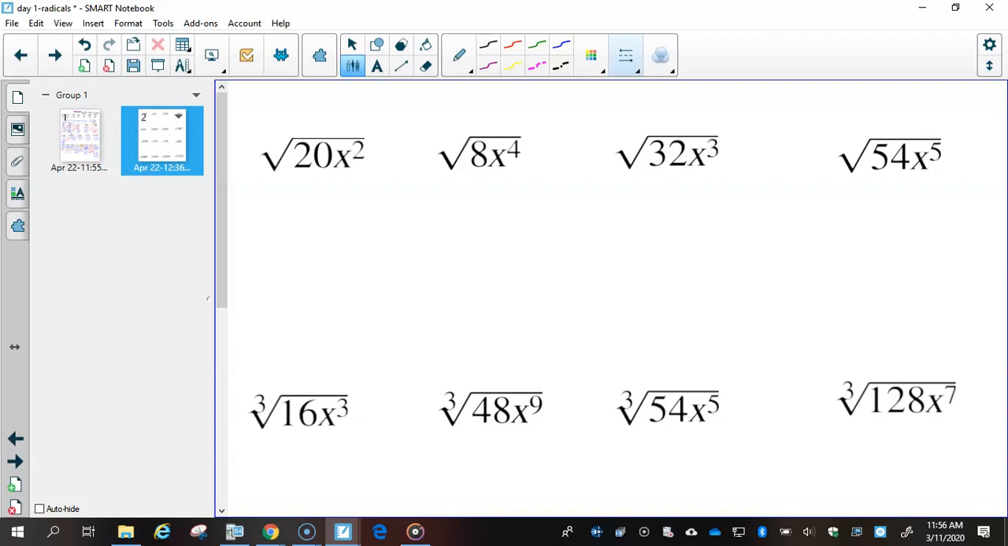So whether you're using the method where you use the factor tree, or you're using the method where you find factors and divide by the perfect square, either one is fine. I'm going to go ahead and use the factor tree. 2 factors, you could use 10 and 2 or 4 and 5, doesn't matter. And I know I need to break 4 down again.